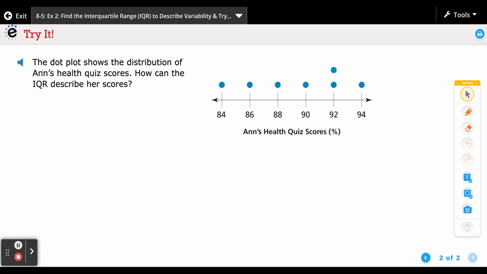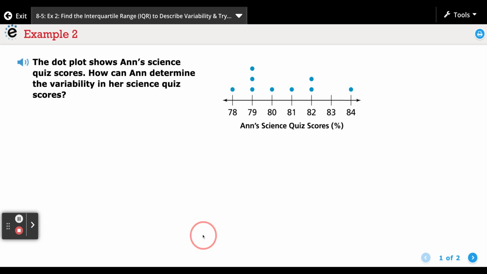The dot plot shows the distribution of Anne's health quiz scores. How can the IQR describe her scores? Let's try it. Guess I missed something on the previous slide. Let's go back to that. Example 2. The dot plot shows Anne's science quiz scores. How can Anne determine the variability in her science quiz scores? Well, I guess that's all they give us.